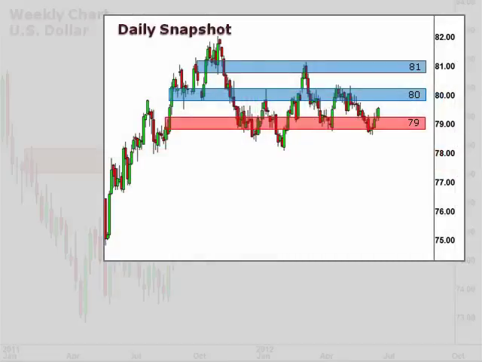Let's take a look at the daily snapshot. The daily chart reflects the strong support at 79 and 80 as a likely target this week.